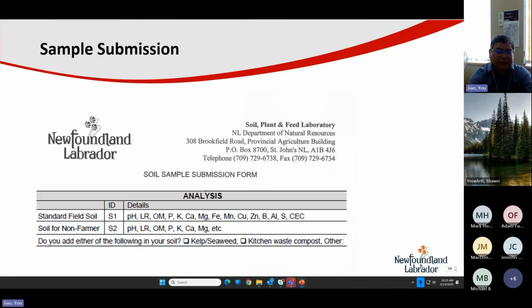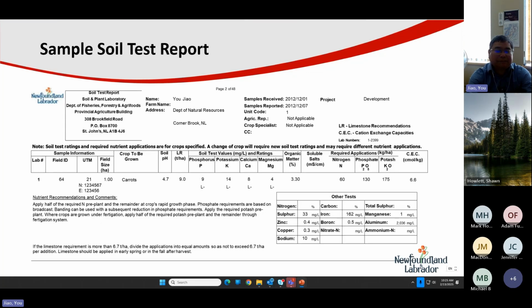For the sample submission, you can go online to Google and just put in soil sample submission Newfoundland, and it will come up and show you the lab address and the form to fill in, and you pick the standard field soil. And all the home gardeners, non-farmers, can take soil too. Basically, you get a different analysis depending on the elements, but normally the routine analysis will cover around 11 elements.